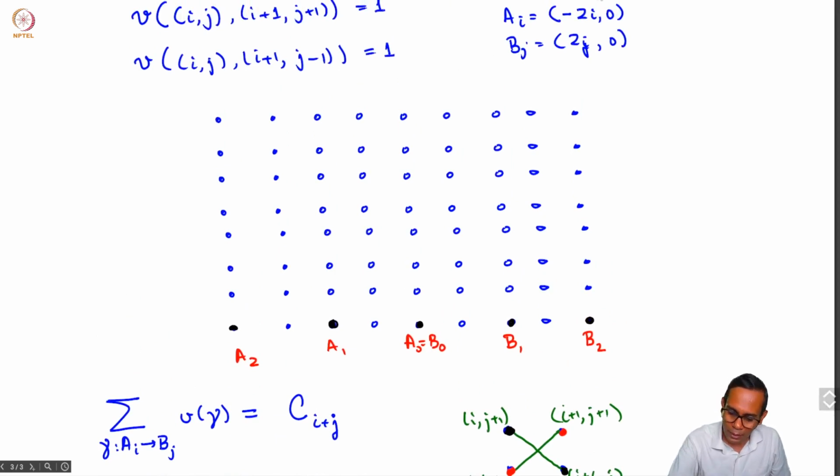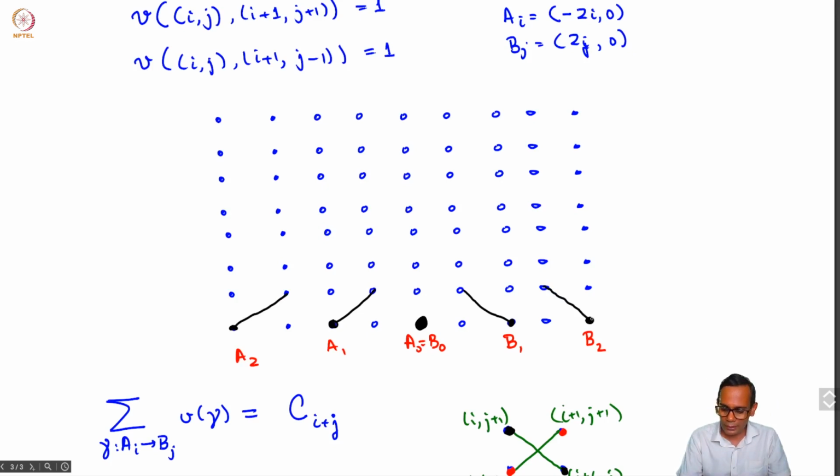So there's only one path from A0 to B0, namely the path with 0 steps. Now if you have a path from A1 to B1, it has to take a northeast step. So the first step has to be northeast and the last step has to be southeast. Similarly, a path from A2 to anywhere, the first step has to be northeast and the last step has to be southeast. So this much of the picture is completely forced.